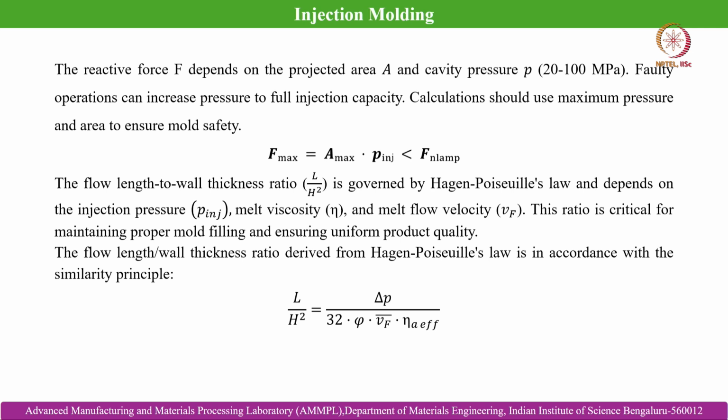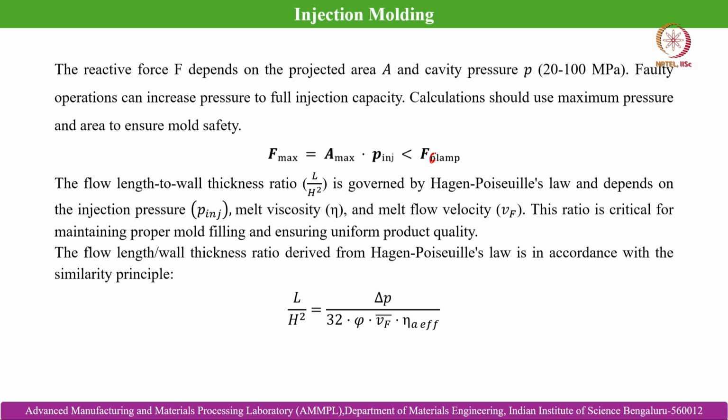Then F max is equal to A max into P injection, which should be less than the F clamp. Pardon me, please correct it. So, it should be F clamp. The product of injection pressure and area, that means F max that is applied, should be less than the F clamp, the maximum clamping force available with the equipment. This needs to be critically followed for the success of the injection molding process, to avoid defect formation and also improper filling of the component cavity.